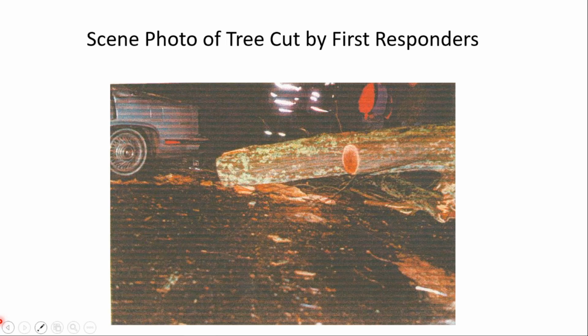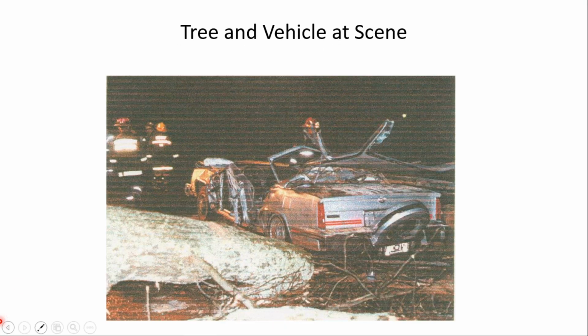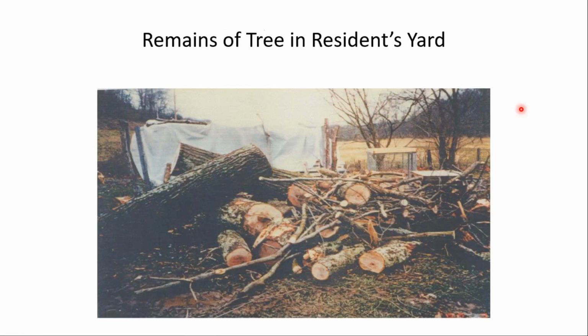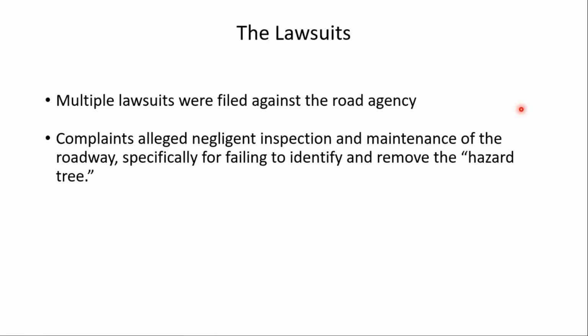This is a media photo of the tree after it's been cut up, so the emergency responders could get to the victims. Here you can see, notice the rear of the vehicle and the front are not really damaged. The roof has been removed by the first responders. The driver and the front seat passenger were injured, but not fatally injured. So this was a triple fatality. This is the remains of a tree in the resident's yard. There were 3 lawsuits filed against the road agency alleging negligent maintenance and inspection of the roadway and for failing to identify and remove the hazard tree.